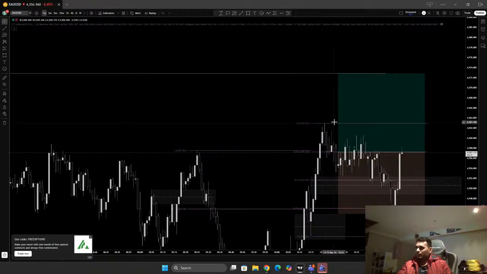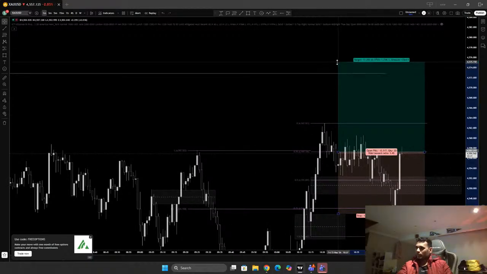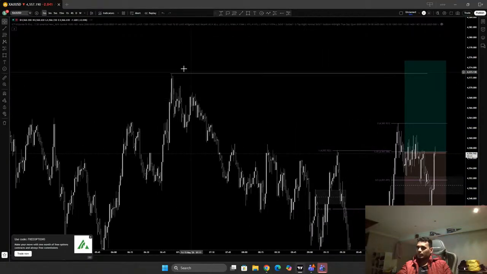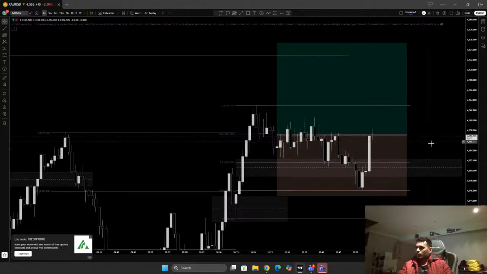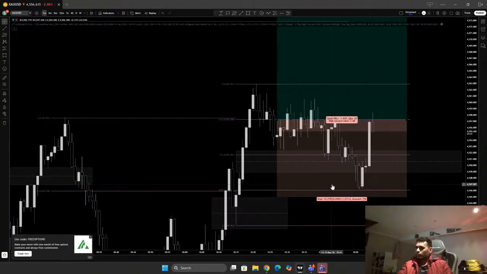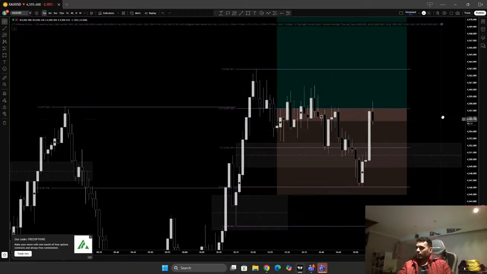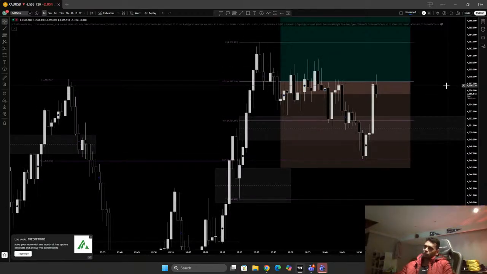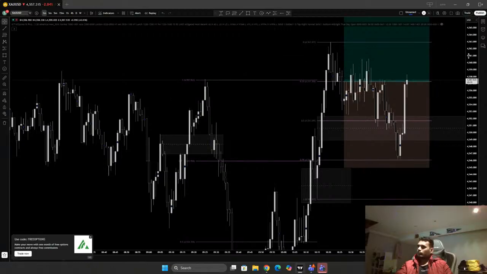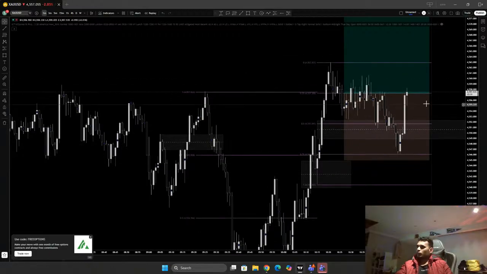If it breaks this level, we could target a little bit higher. We still have 5 more minutes. But don't be like, oh, it still ends up being a loser. It's created a fair value gap. That's awesome, man. That's a good push. That's the breaker.